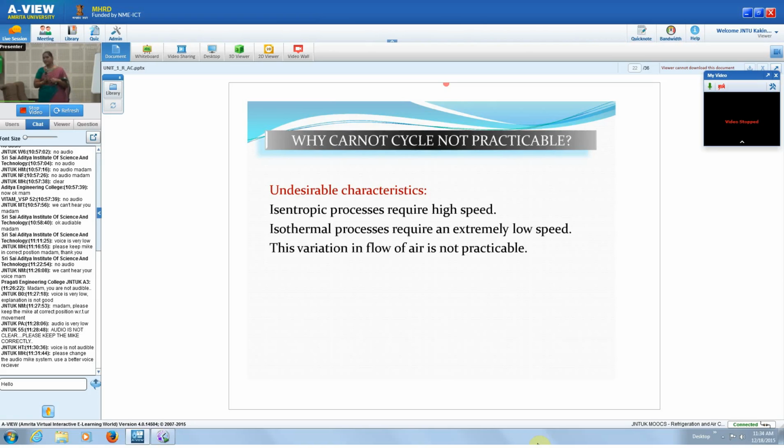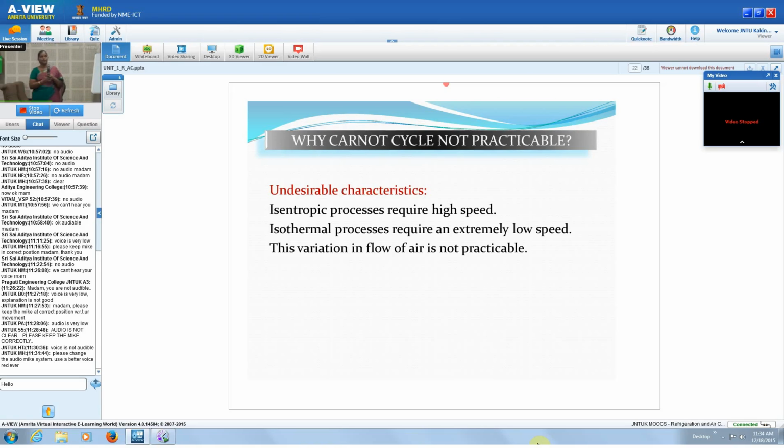So why is the Carnot cycle not practical? Even though the Carnot cycle is the most efficient cycle, why is it not practical? Because it has some undesirable characteristics. What are these undesirable characteristics? Isentropic processes require high speed: isentropic compression in the compressor and isentropic expansion in the expander, which require very high flow rates of air.